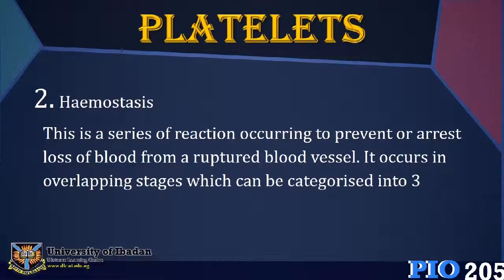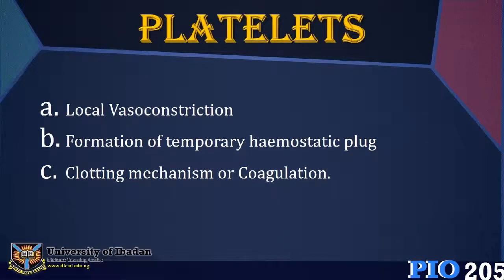Hemostasis. This is a series of reactions occurring to prevent or arrest loss of blood from a ruptured blood vessel. It occurs in overlapping stages which can be categorized into 3: A. Local vasoconstriction, B. Formation of temporary hemostatic plug, C. Clotting mechanism or coagulation.